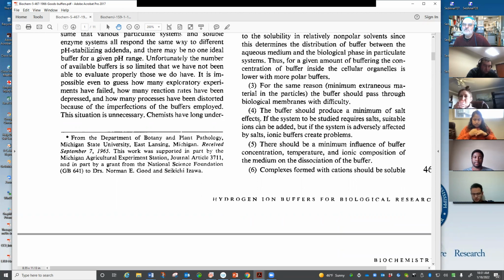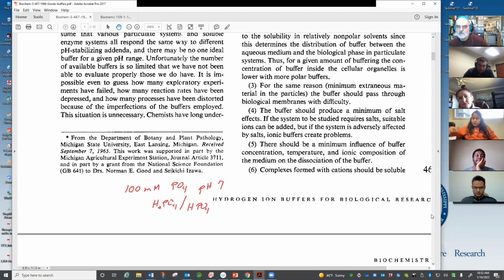The buffer should produce a minimum of salt effects. Now, this is an interesting issue, and we'll come to that when we get going into this. What that basically means is you're generally adding a buffer. Let's say, let's write down here. Let's say you make something up that's 100 millimolar phosphate, okay? pH 7, okay? So this will necessarily be a mixture of two species, okay? Because there's a deprotonation that goes on between these two species. And so these will be the species in solution, okay? And these will be the charges on these species.